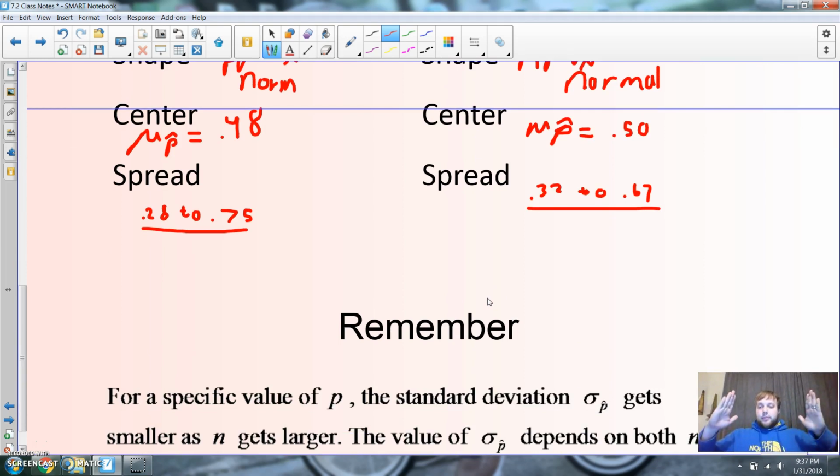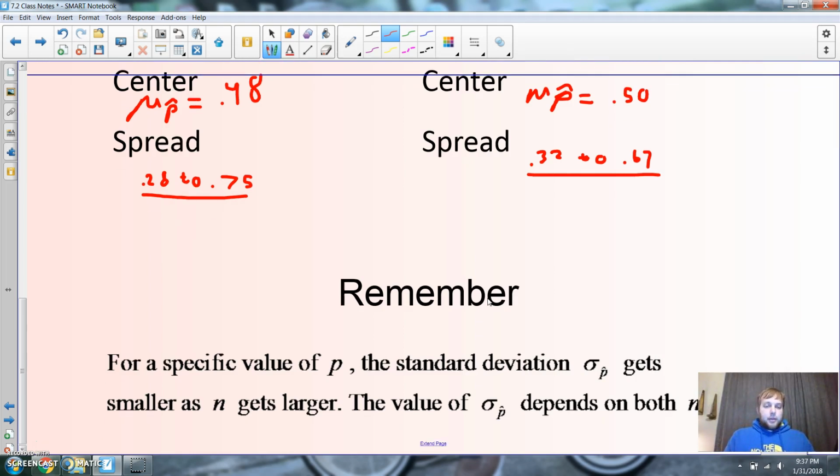The more samples, the skinnier your graph gets. All right. So remember, for a specific p, the standard deviation gets smaller as n gets larger. So as you sample a larger amount, the way your samples vary gets smaller. Okay. Here we go.